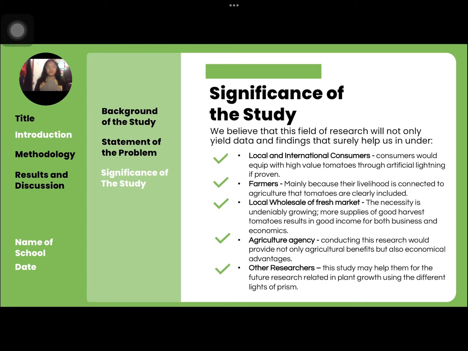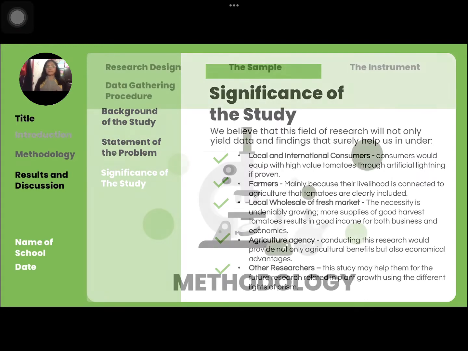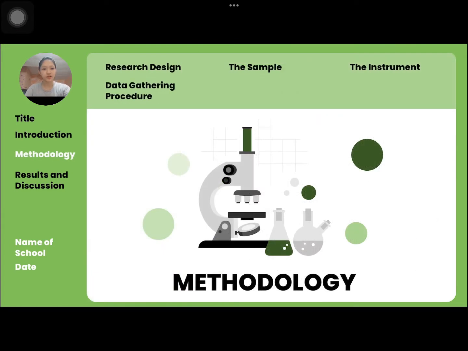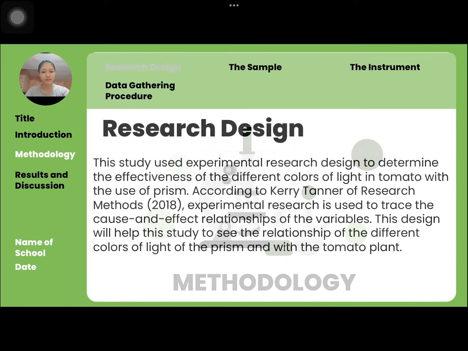For other researchers, this study may help them in future research related to plant growth using the different lights of a prism. For the methodology, we will be discussing the research design, the sample, the instrument, and the data gathering procedure.